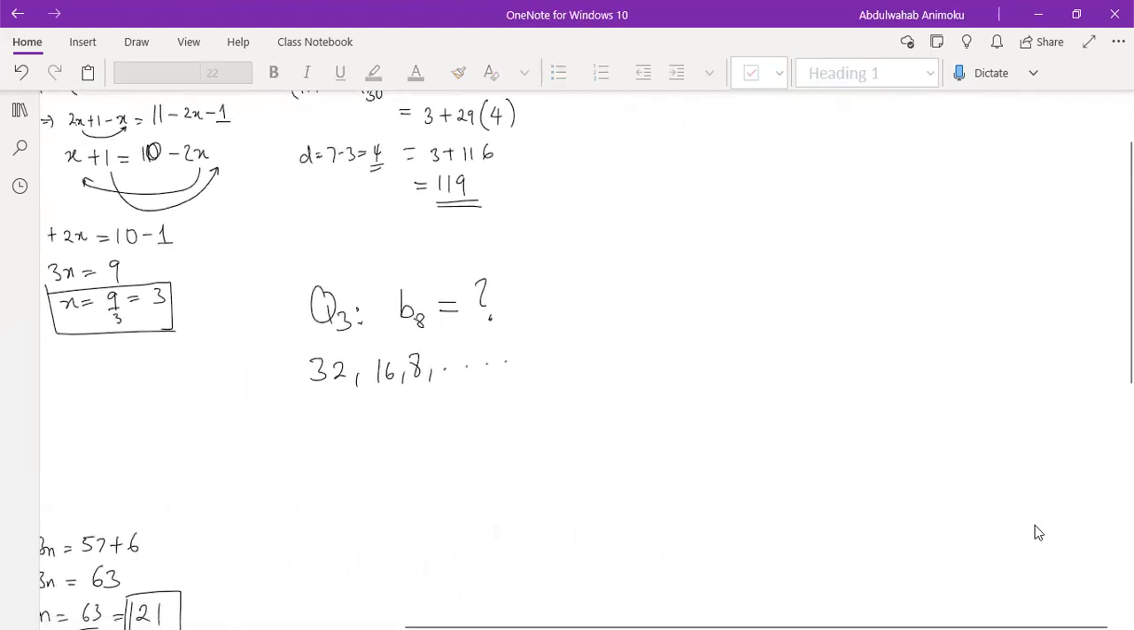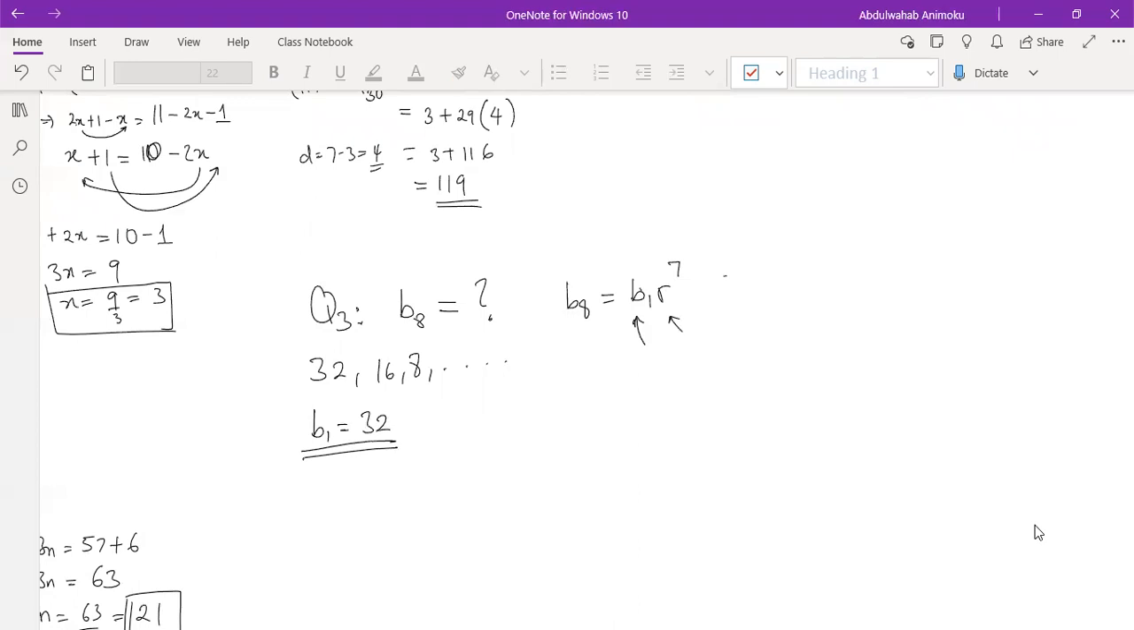Now, what do we need to get B8? The formula for B8 is what? Remember, you have B1 times r raised to power n minus 1, right? Which is 8 minus 1, which is 7. So you need the first term and you need the common ratio. It happens that the first term given here is 32, which is the first term of this sequence. Now, what about the common ratio? It's just the ratio of 2 successive terms, which is B2 over B1, or you could also use 8 over 16, and this is 1 over 2.